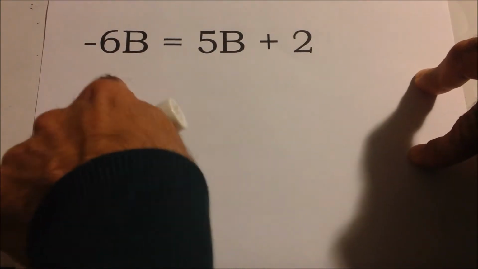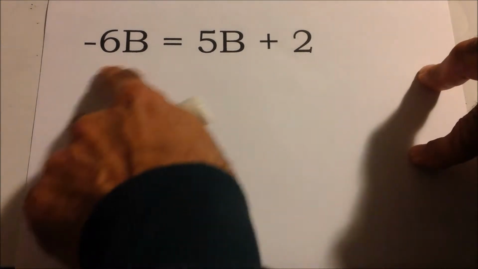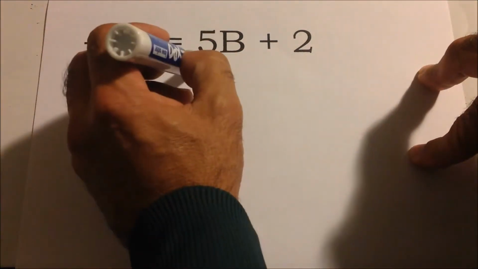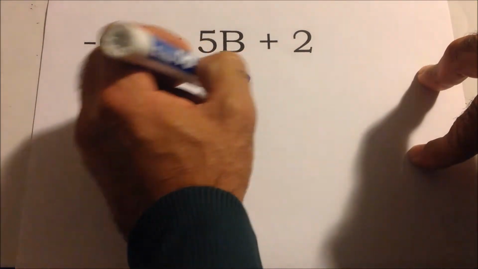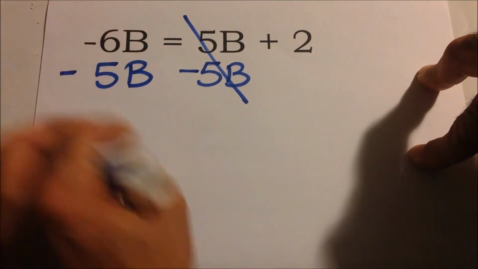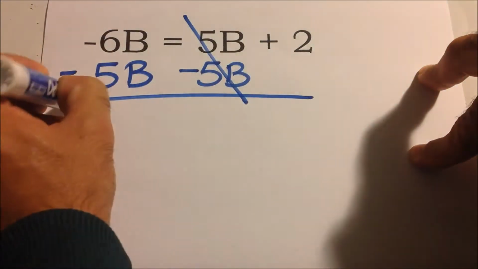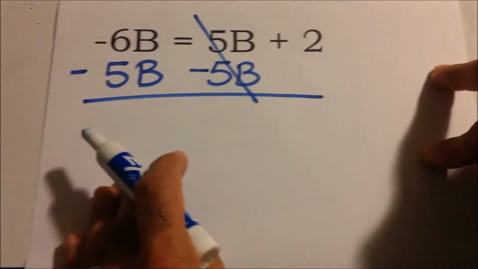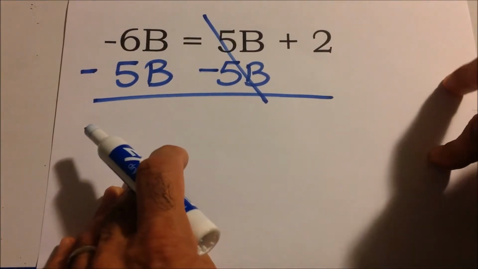So, we don't want to plus the 6b out because then we'll get a 0. We never want a 0 in one side of the equation. So we'll minus the 5b on both sides. Cancels. Minus the 5b. So now, remember, whatever you do to one side, do to the other. And we're combining like terms. We did this in 7th grade.